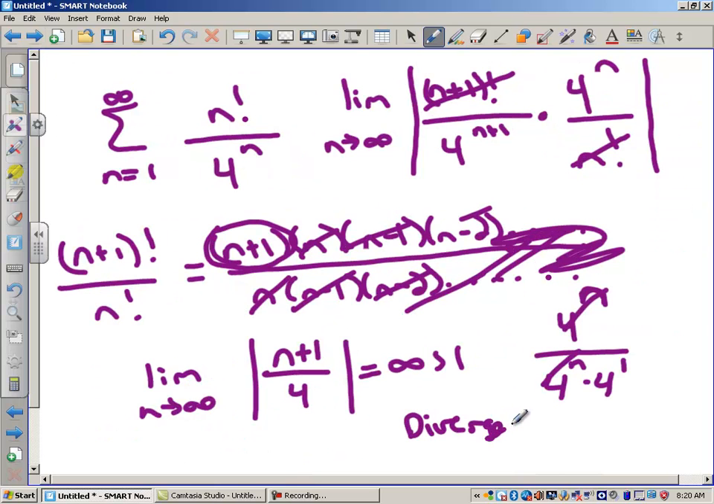And I've talked to you guys about the fact that the factorial is going to outgrow any exponential, any polynomial. If it's on top, that's just going to be a divergent series. But now we have a way of proving it.